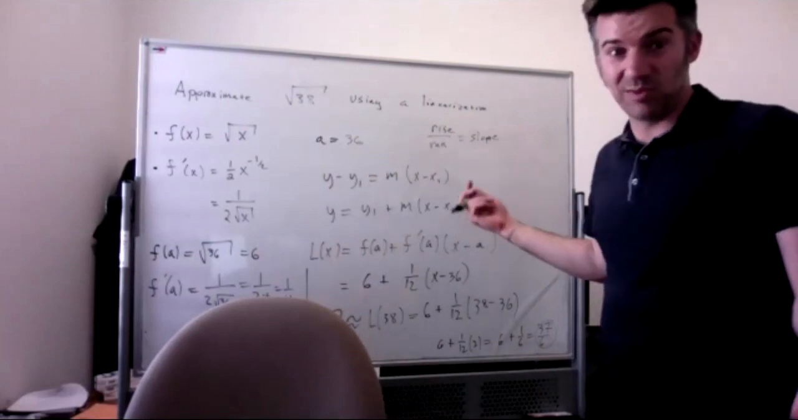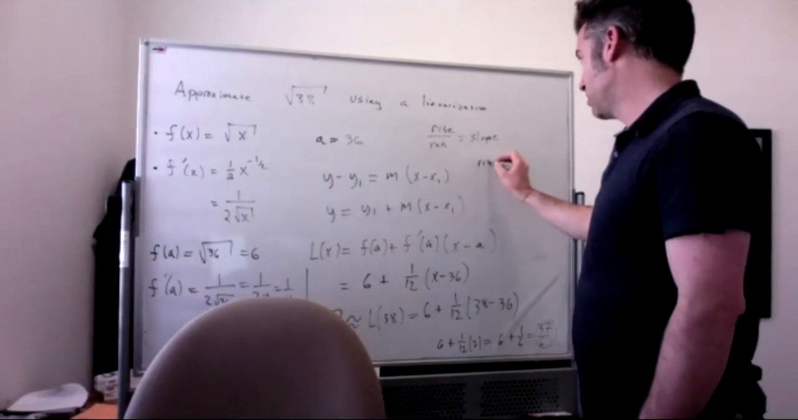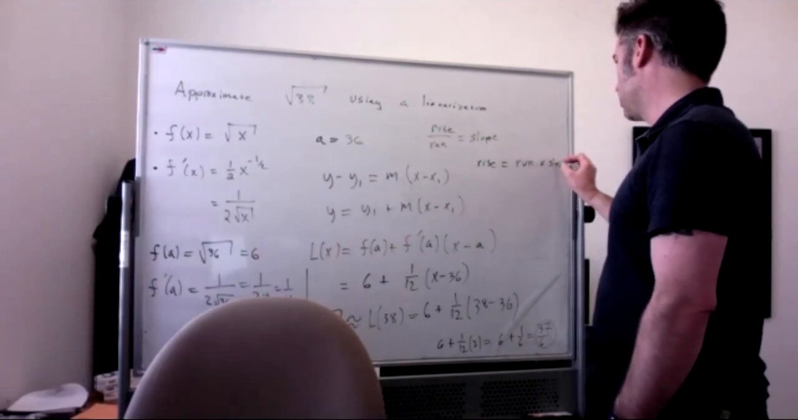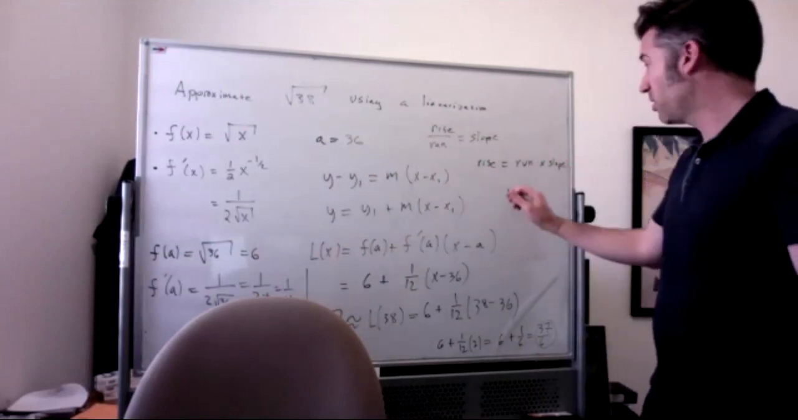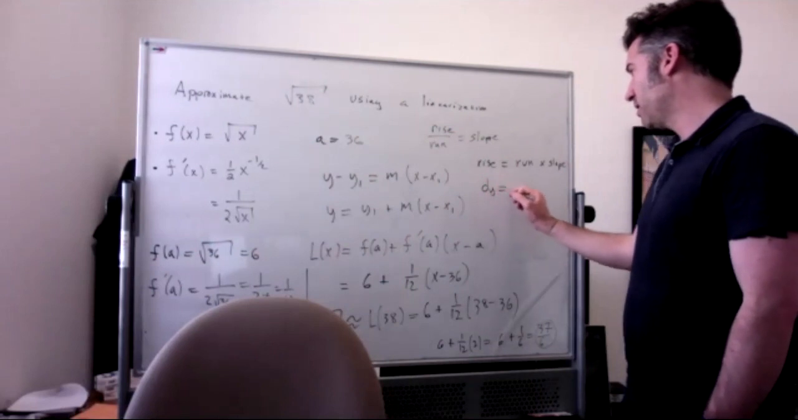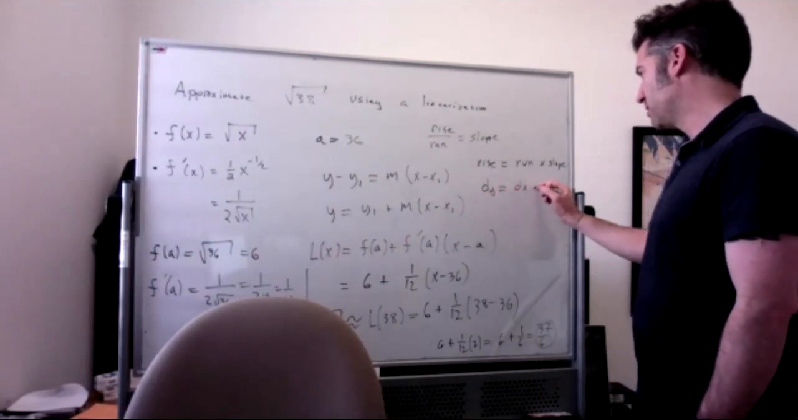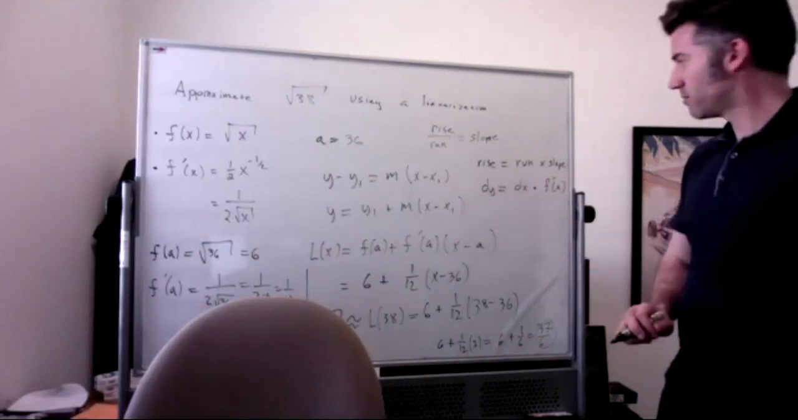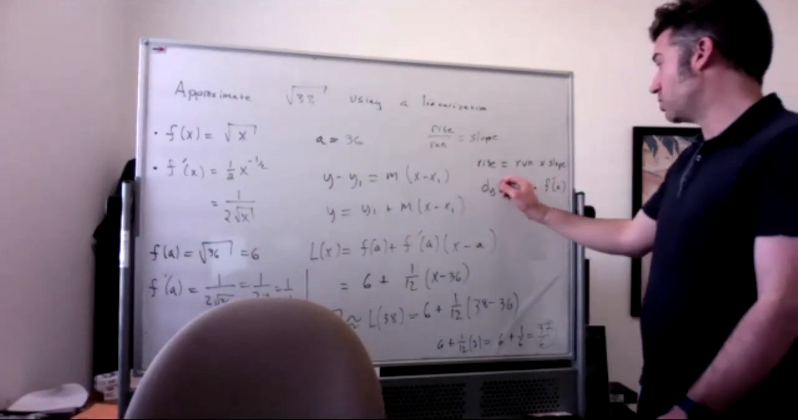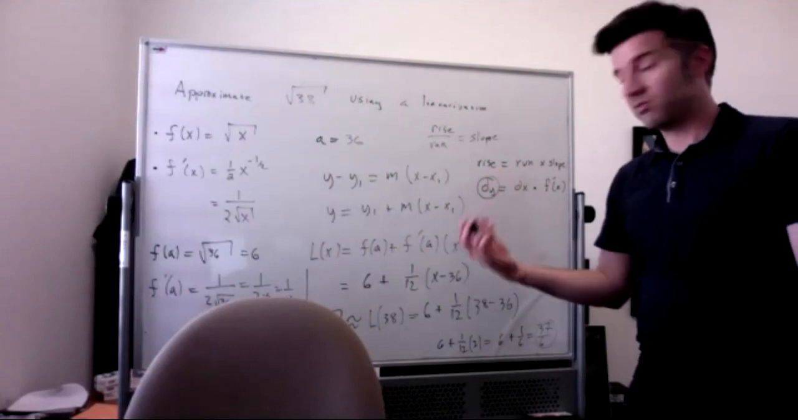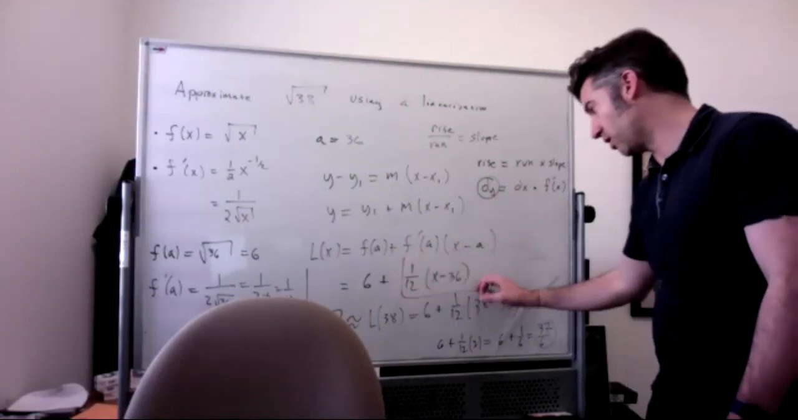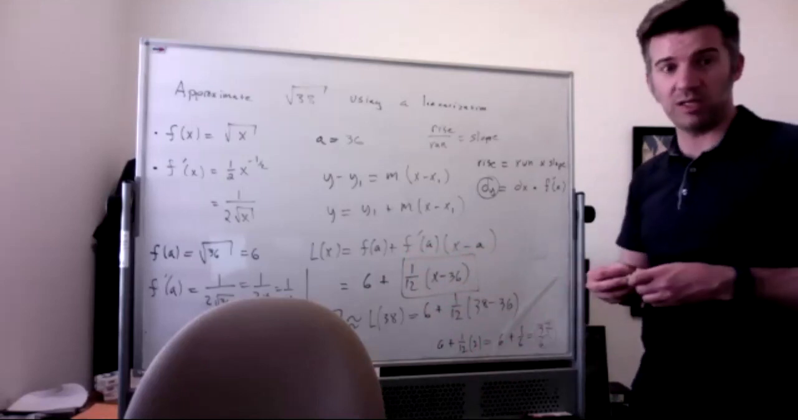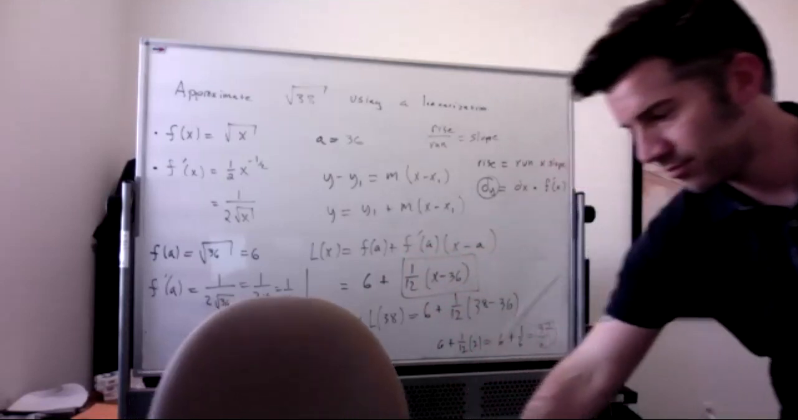So the rise, which is what we're approximating, is your run times your slope. Or if you prefer, your dy is your dx times your slope, which is your f prime of x. It's another way of thinking about it. So we're using dy, which is this part here, to approximate your delta y, the actual change in the function value.